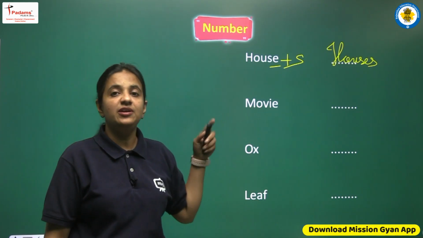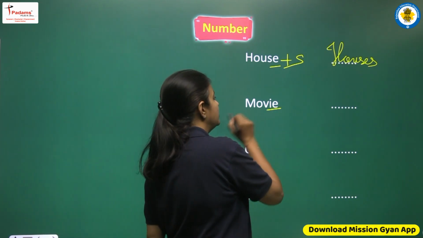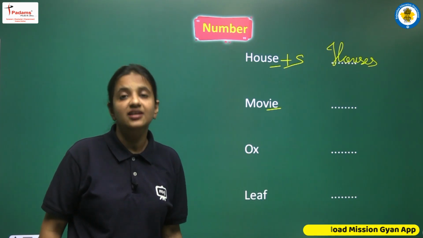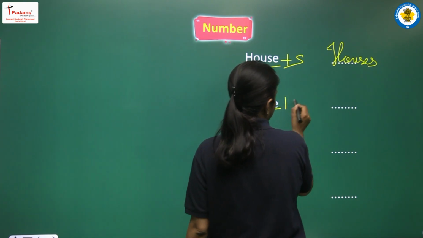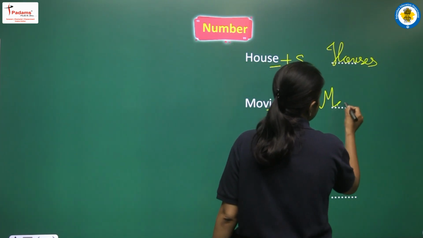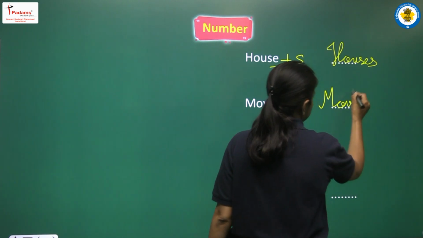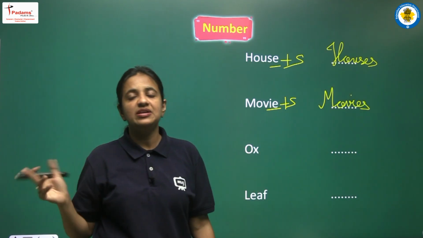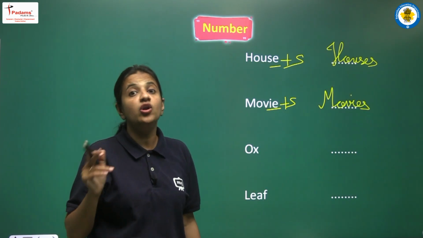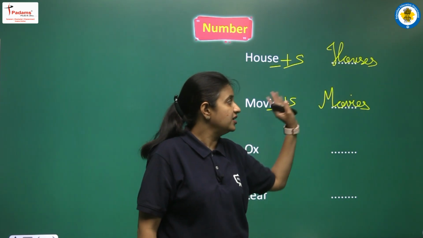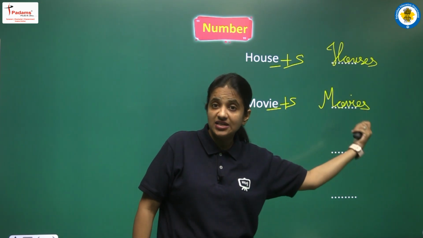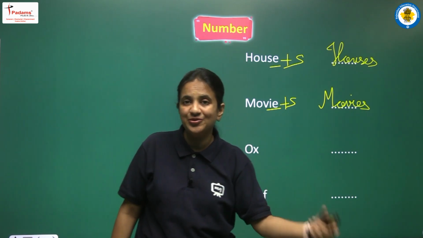Next word we are having movie. So we can see that at the end of the spelling we are having E here. So again we have to just add S and it will be movies. So this is movie, so now here we are having a singular noun. We are talking about only one, and now we are doing the conversion. So we are having movies. It means more than one movie.